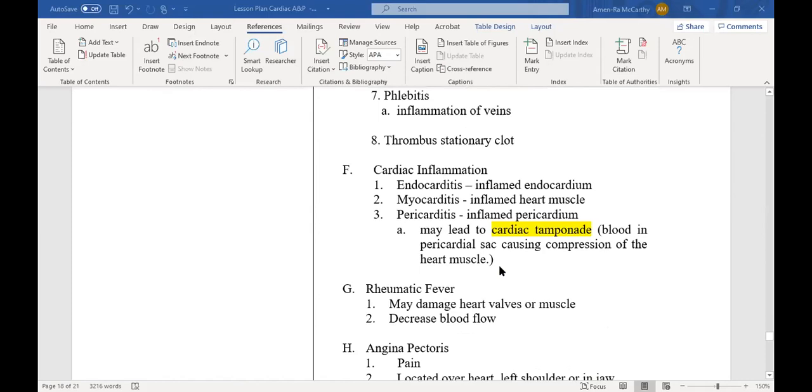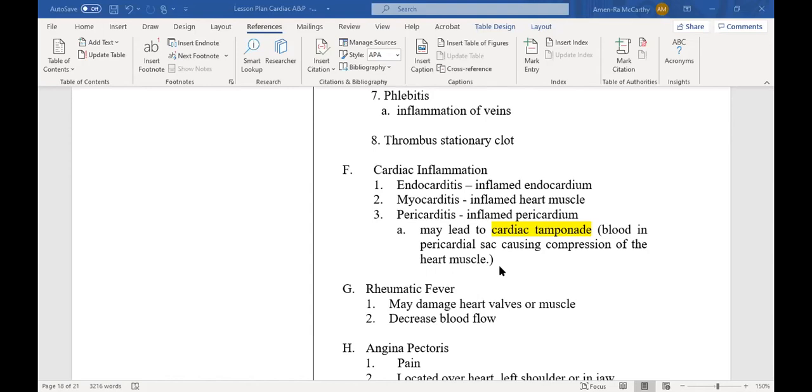All right, then phlebitis. Phlebitis, we already know what itis is, inflammation of the veins. They can be inflamed, okay? Or a thrombus, which is a stationary clot. Remember, I think Kayla asked me yesterday about the thrombus and the embolus. Well, the thrombus is a stationary clot. It's a blood clot that does not move, okay, in the veins or in the artery or whatever. It's a clot that doesn't move. That's a thrombus, all right?